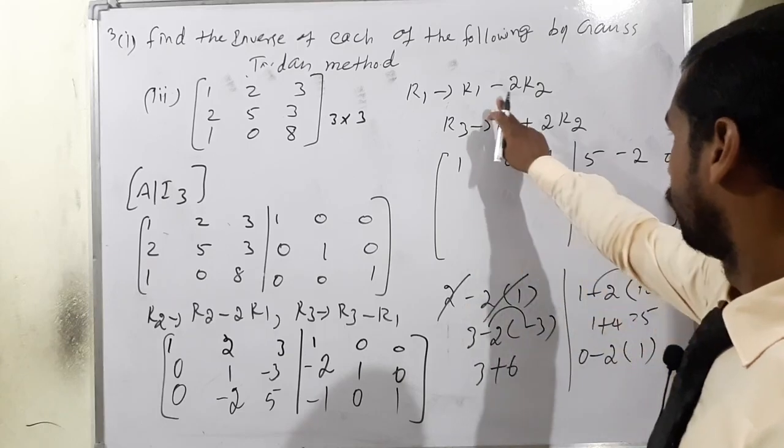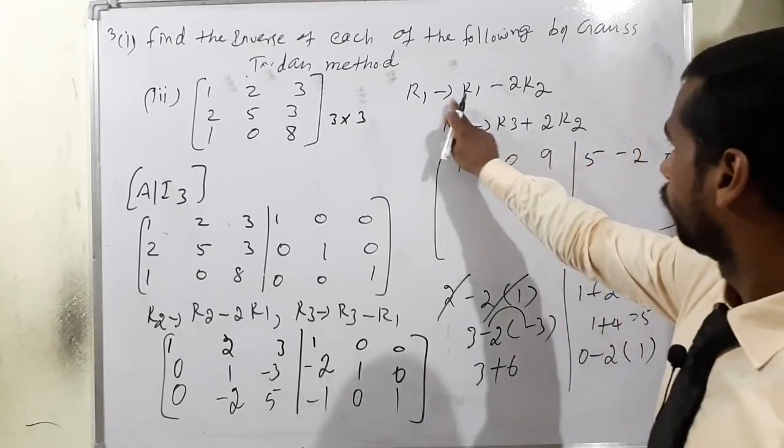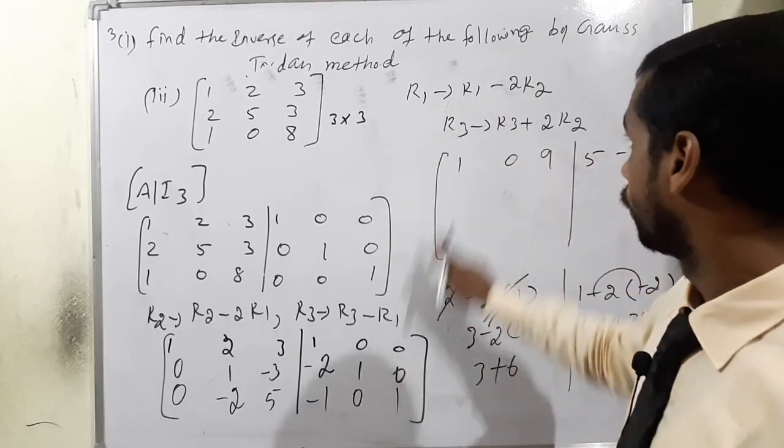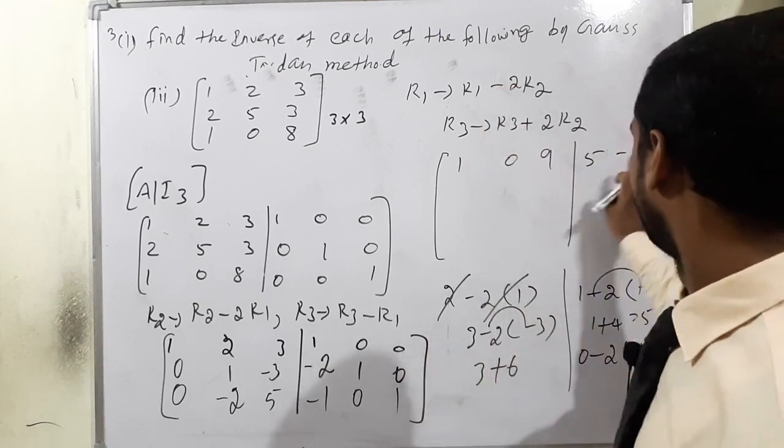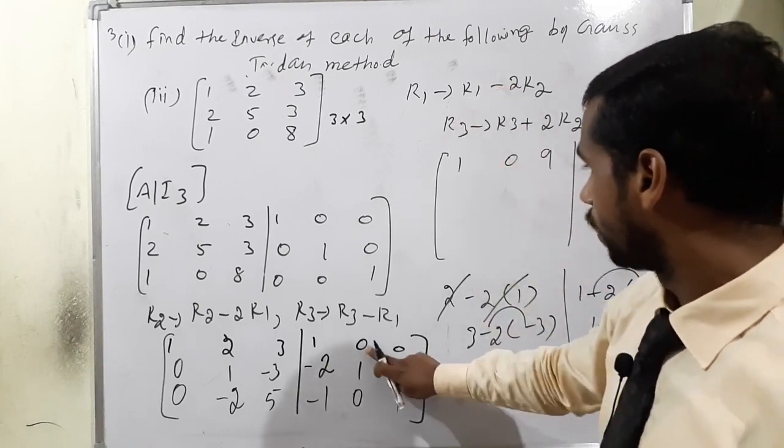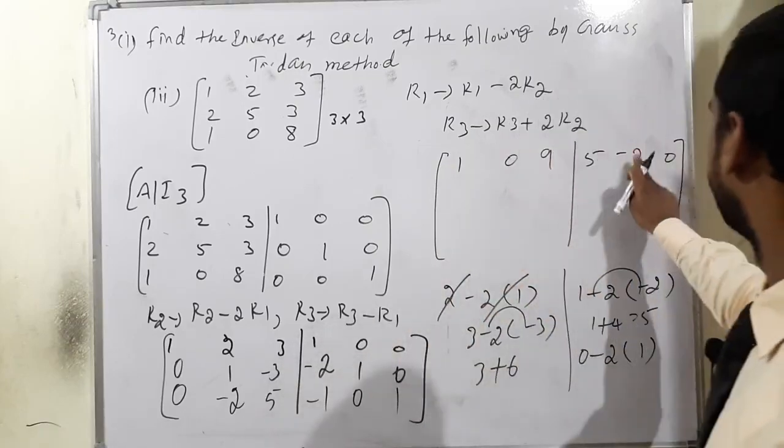Now, this condition is clear, no? R1 gives R1. R1 value, what is the value? 0 is 0 minus 2 into 0. Minus 2 comparing, R1 value already 0 is there. So, minus 2 into 1 is equal to minus 2.